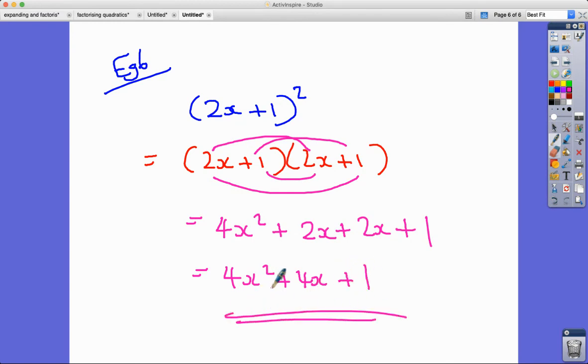I hope that's been nice and comprehensive so far on how to expand two brackets.